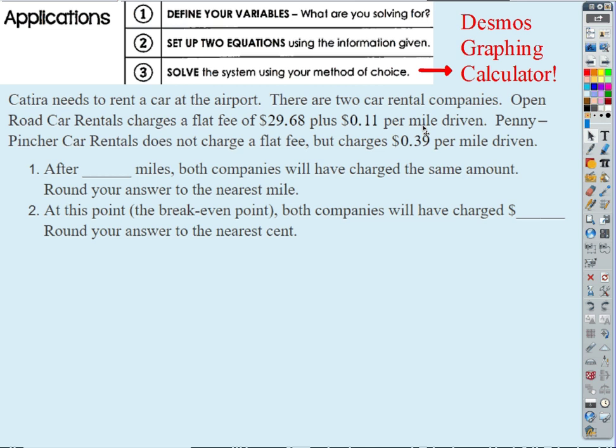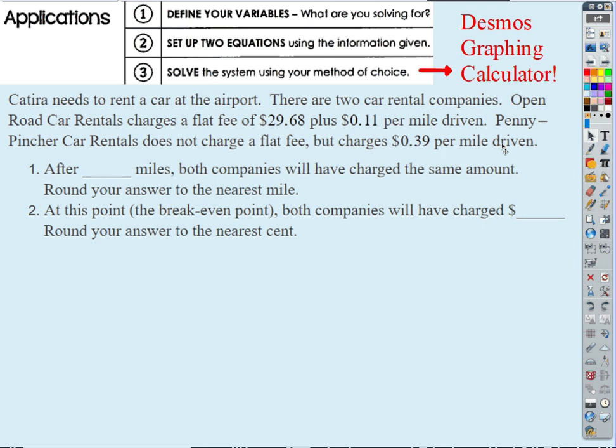Okay, the other car rental company, Penny Pincher Car Rentals, that was kind of creative. Does not charge a flat fee, right? But they charge a little higher rate, right? They've got a rate here of 39 cents per mile.